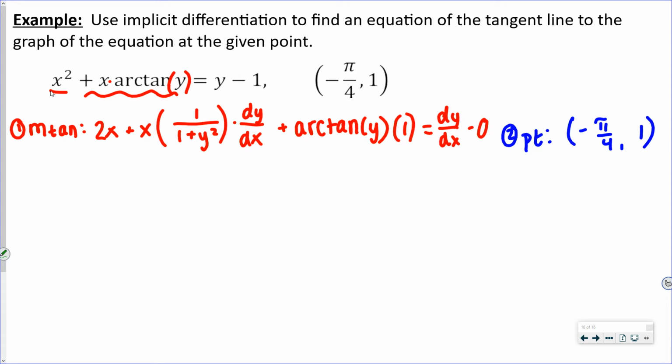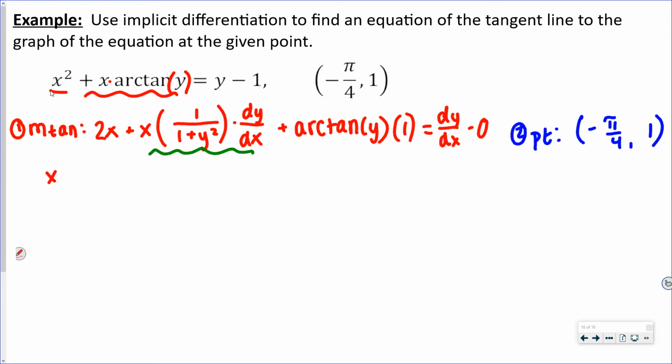Okay, so I gotta do a little bit of cleaning up here. I want to solve this for dy dx. So what I'm gonna do is move anything that doesn't contain a dy dx to the right-hand side and everything that does to the left-hand side, and then I'm gonna factor it out, just like always. So right here, I did actually multiply these together, so that would just become x over 1 plus y squared. But I kept that dy dx out here because I'm going to factor it out in a second.